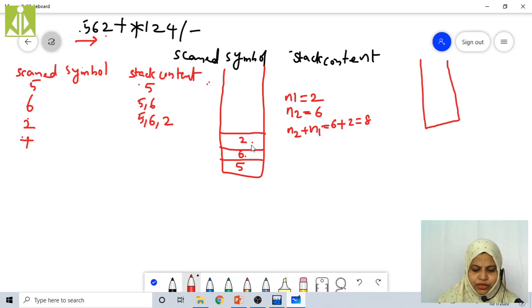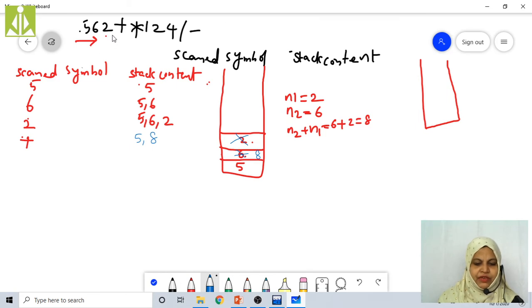So you have to delete this 2, then 6. Then you have to insert this answer 8 here. Now the stack consists of how many elements? 5 comma 8. These two elements are deleted.